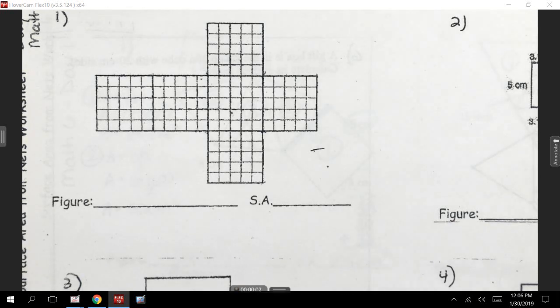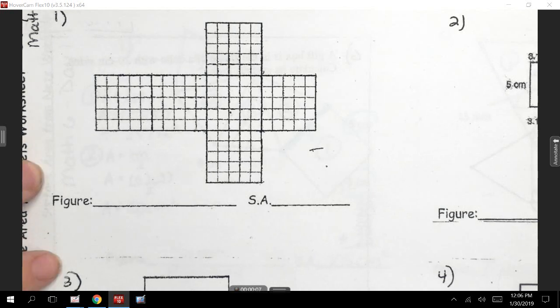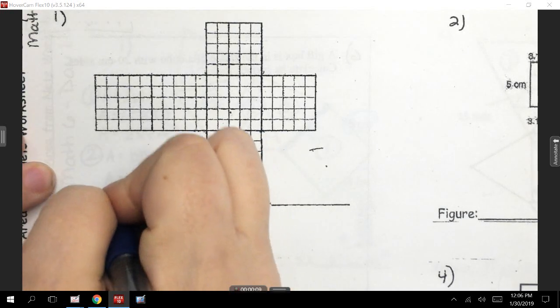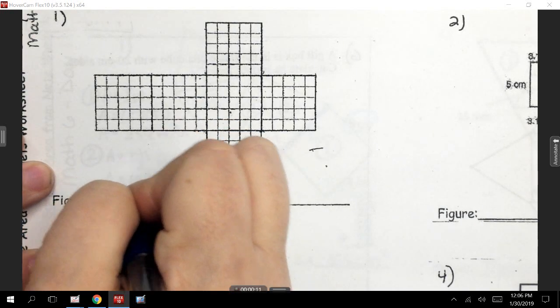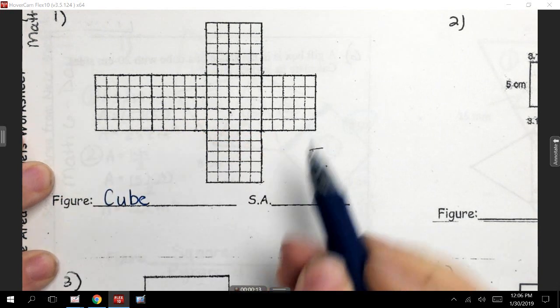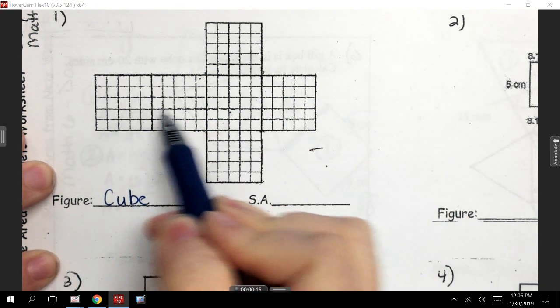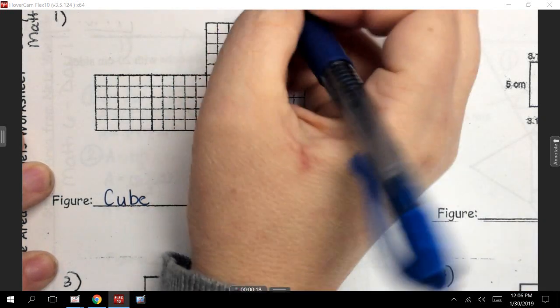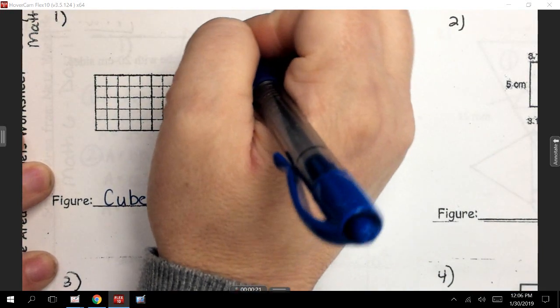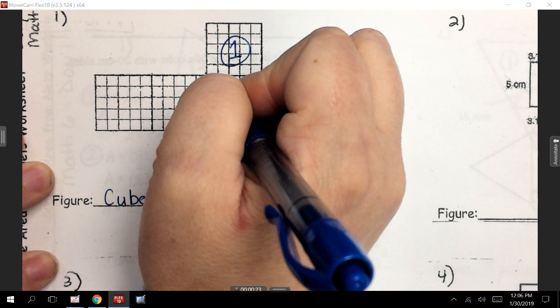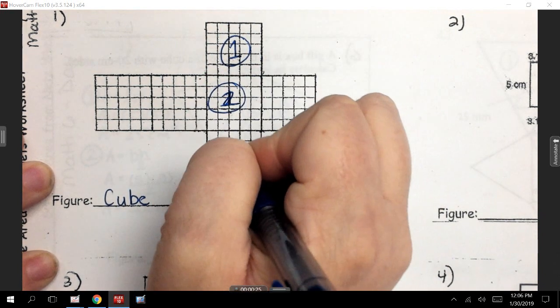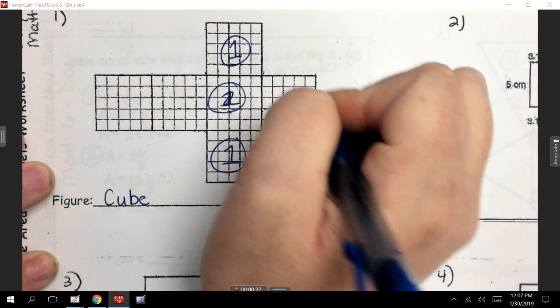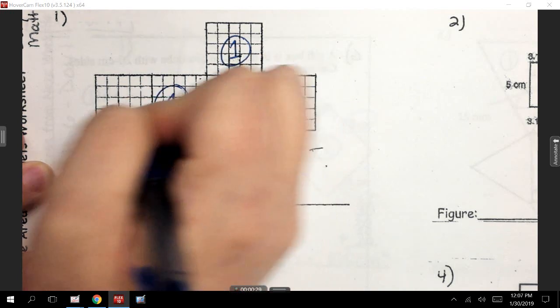All right, for number 1 on our surface area worksheet, naming the figure, since I usually forget that, I'm going to go ahead and name it. This is going to be a cube because I can see each square is the exact same size. So now for my surface area, I have 1 cube, another same shape, same cube. So all of these are going to be the exact same shape, so I'm numbering them all 1.